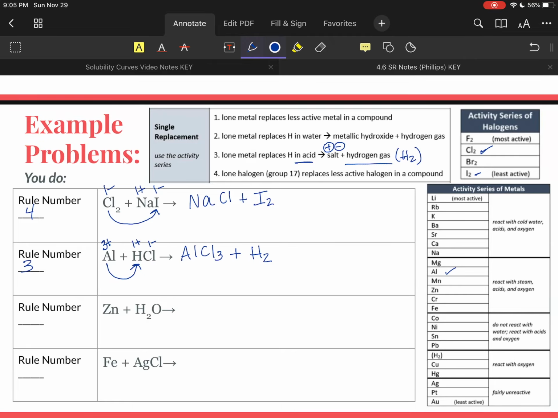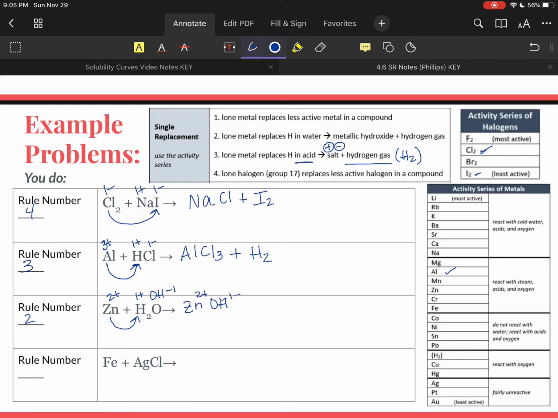Next one, zinc and water. I'm going to look at the rule that looks for water. That's rule number 2. Zinc is a 2 plus charge. Water is a 1 plus, or hydrogen is a 1 plus, and remember water separates into hydrogens that are 1 pluses and OH that's a 1 minus. So when zinc replaces the hydrogen, it's going to be bonded with the OH.